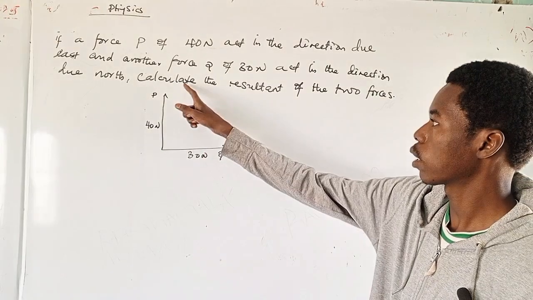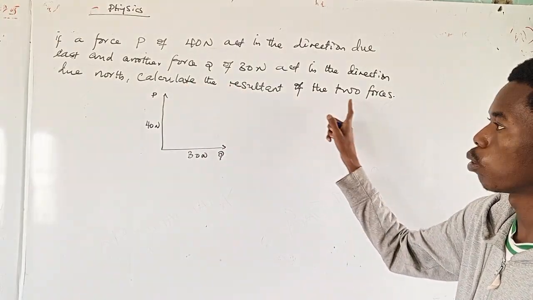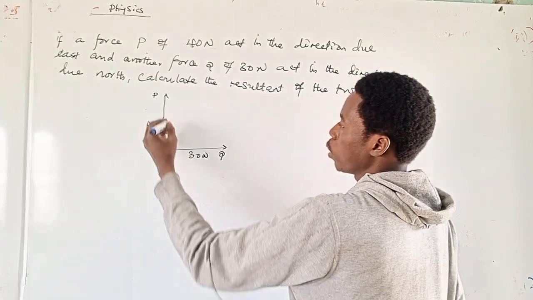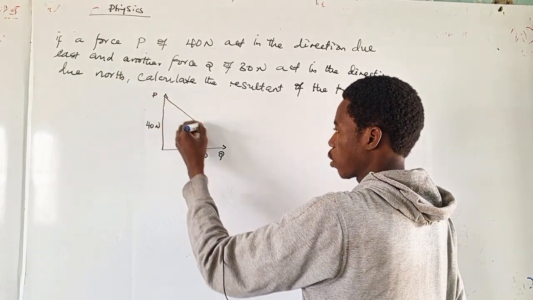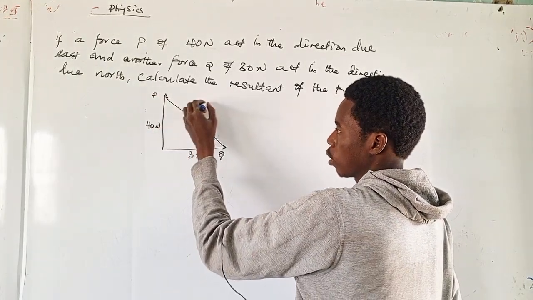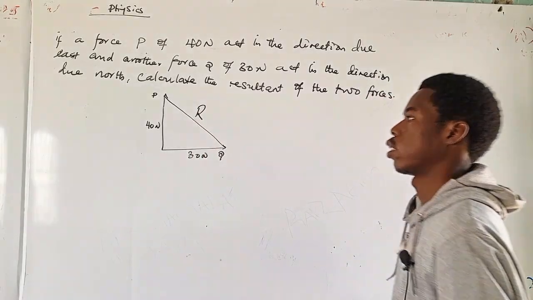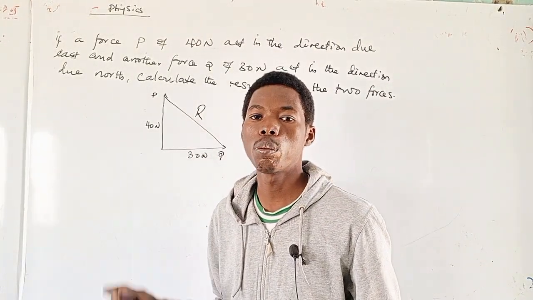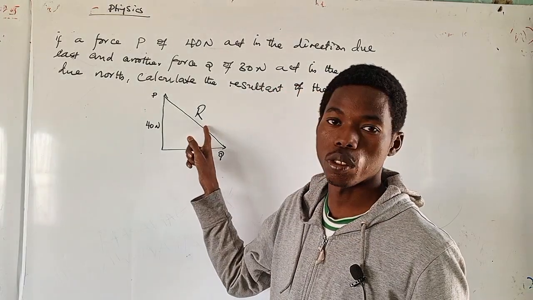So the question says calculate the resultant of the two forces. So the resultant of the two forces will be the hypotenuse here. So this is their resultant. So we are going to use the Pythagoras theorem formula and find the resultant.